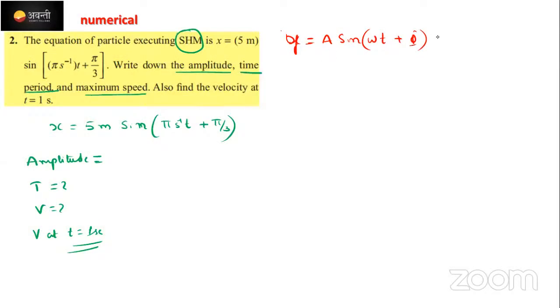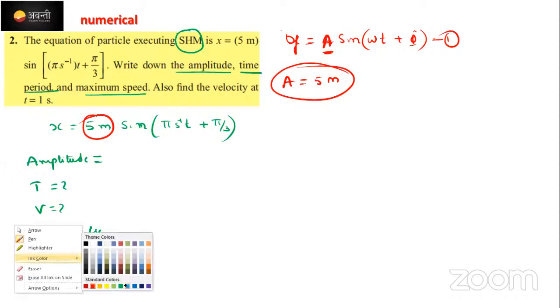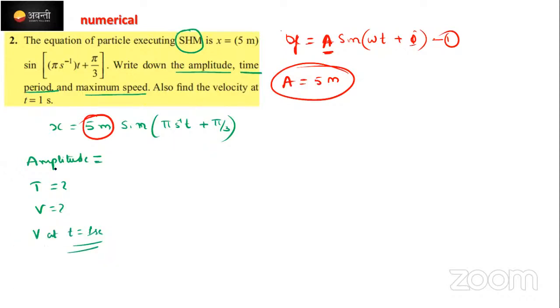Okay. So now we need to compare this with the standard equation. Call it equation number 1. Here A stands for amplitude. It is replaced by 5 meter, so the amplitude value is 5 meter. That's one answer. The second answer is the time period, which we need to calculate.